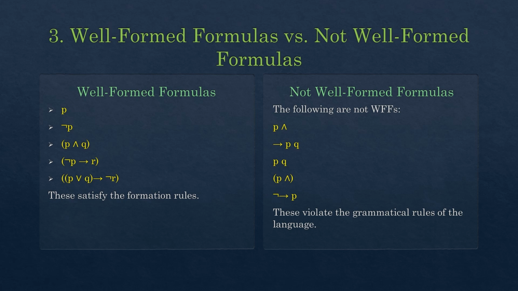If not P, then R. I've used here two logical connectives, negation, not, and if then, the conditional statement. And the last one is P or Q implies not R. Here I have used three logical connectives. P or Q, it is disjunction, implies means that it is a conditional statement, and not R, it is a negation. And this satisfies the formation rules. Okay, so far so good.